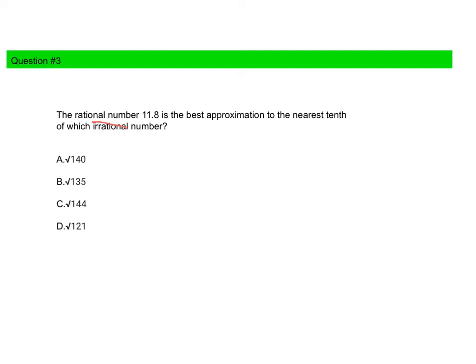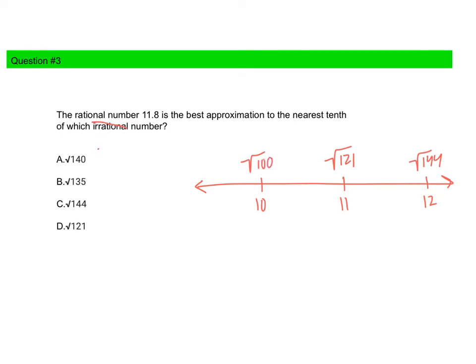So the first one, we have the square root of 140. Now, I don't know where the square root of 140 lies on a number line. I don't know what number that comes in between, but I'm just going to list square roots that are close to that. So I have 12, which is the same as the square root of 144. I have 11, which is the same as the square root of 121. I have 10, which is the square root of 100.